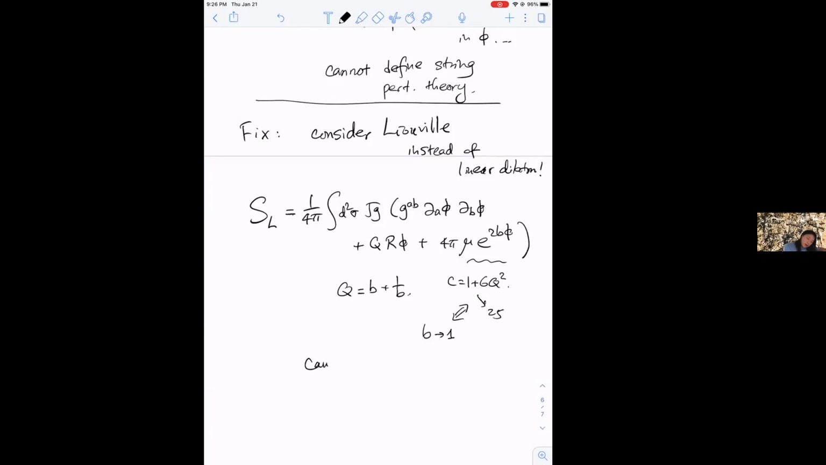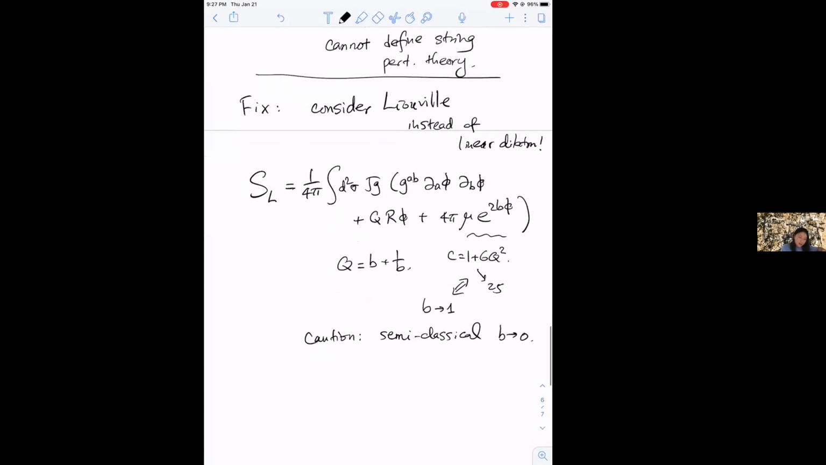A word of caution is that the semi-classical limit of the action corresponds to b going to 0. That's the limit in which you can treat the 2D quantum field theory, and treat this Liouville theory as a perturbative quantum field theory. So b going to 1 is finitely away from that, and there's a certain sense in which the b equal to 1 Liouville theory is strongly coupled. So you have to take semi-classical intuition with a grain of salt.